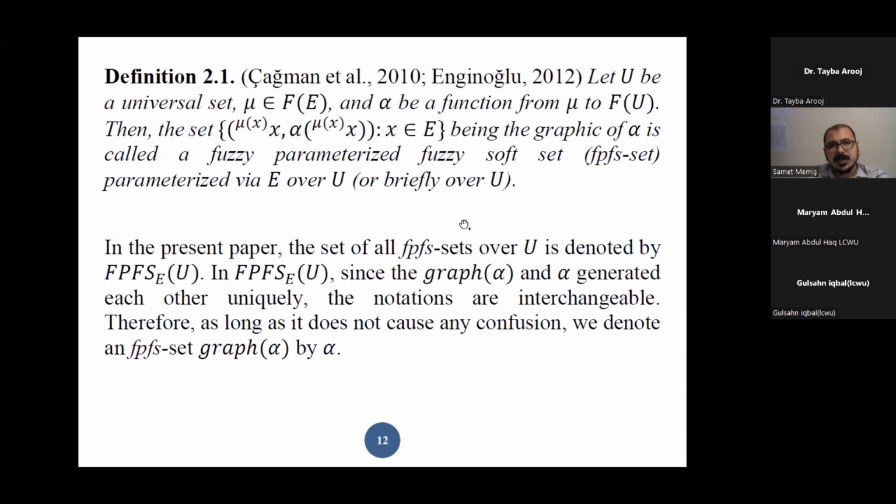Here, we can see the definition of the fuzzy parameterized fuzzy subset. In the present paper, the set of all FBFS sets over U is denoted by FBFS EU. In FBFS EU, since the graph alpha and alpha generate each other uniquely, the notations are interchangeable. Therefore, as long as it does not cause any confusion, we denote an FBFS set graph alpha by alpha.